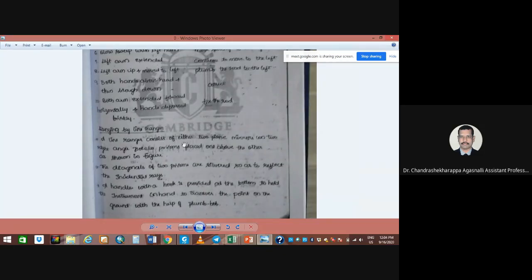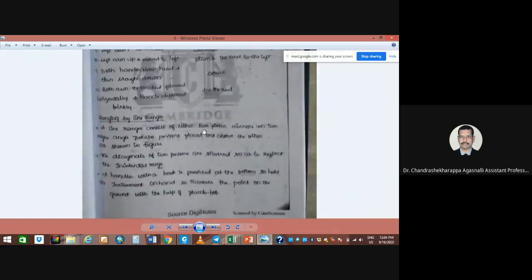The line ranger consists of either two plane mirrors at right angles, or two prisms, placed one above the other, as shown in the figures in the next pages. The two prisms are silvered so as to reflect on the incident face. You handle it with the hook provided at the bottom to hold the instrument in hand, and transfer the point B to the ground with the help of the plumb bob. So here the plumb bob is working very importantly.